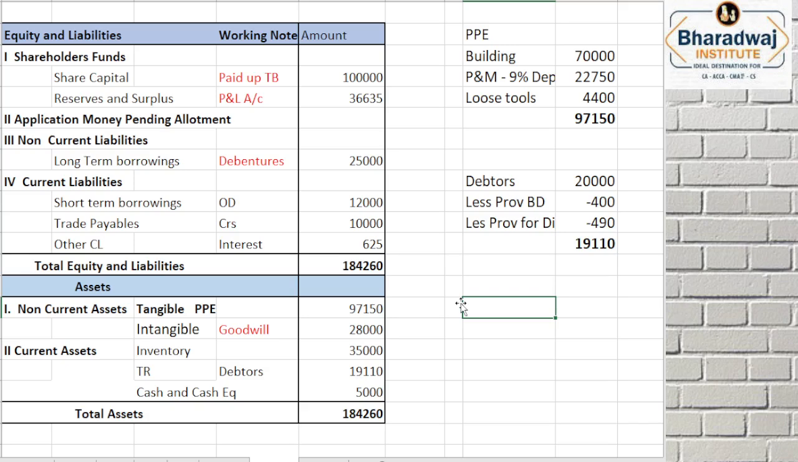Sir, is the proposed dividend a contingent liability? Contingent liability is not applicable. Just notes to accounts.